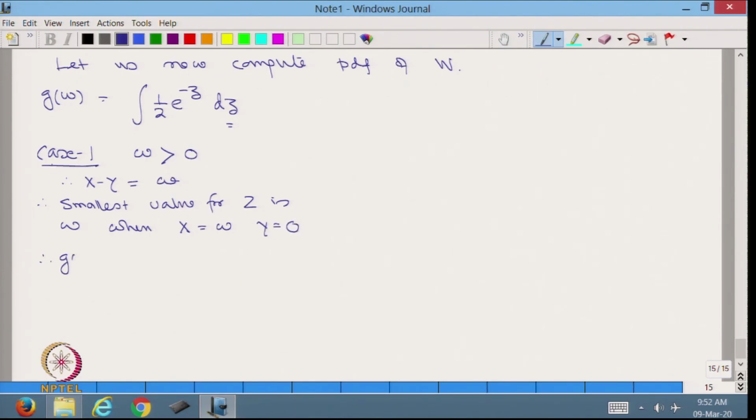Therefore, g_W is equal to integration from w to infinity of half e to the power minus z dz, which is equal to half of minus e to the power minus z from w to infinity. At infinity it is going to be 0. So, what we get is half e to the power minus w.